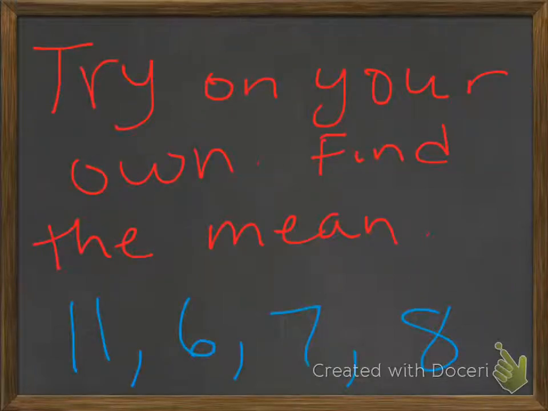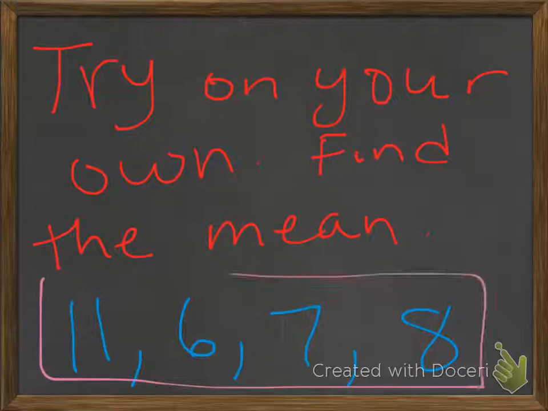Now let's try another example on your own, and I want you to find the mean. So remember to do step 1. You're just going to add this group of numbers together and then divide by the number that you have here. So for example, there are 1, 2, 3, 4 different numbers. That's what you divide by. So pause it right now, add up these numbers and divide and see if you can find the mean.